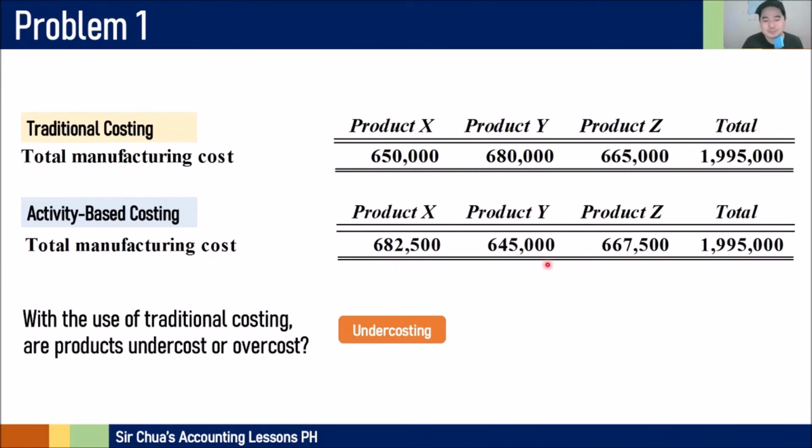Ganon. How about this one? 645,000 lang pala siya. Bakit mo siya nakokost dati ng 680,000? Siya po ay over. Ay, ito naman. 667,500 pala siya. Bakit dati kinokost mo lang ng 665,000? Siya po ay undercosted. Okay? So, with activity-based costing, mas naging precise tayo sa measurements natin, mas naging precise tayo sa pag-allocate natin ng overhead, and we can mitigate or minimize the risk of overcosting or undercosting because you have been very precise with the allocated overhead that you have.